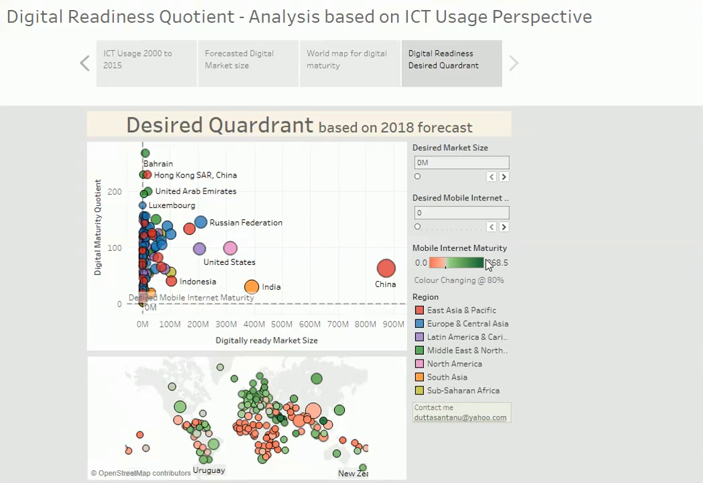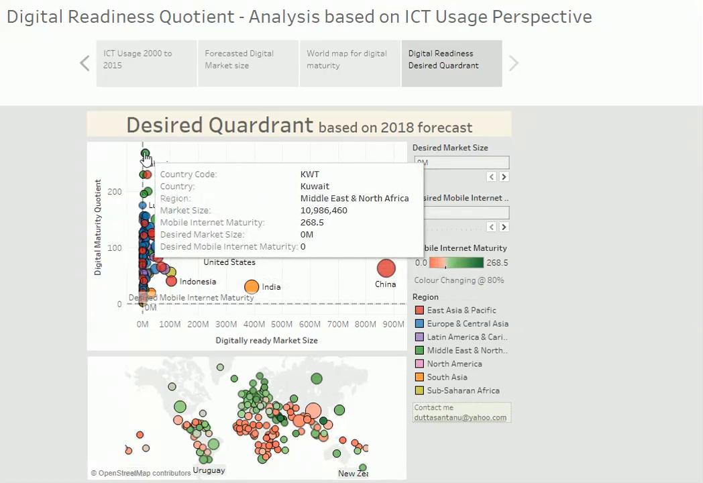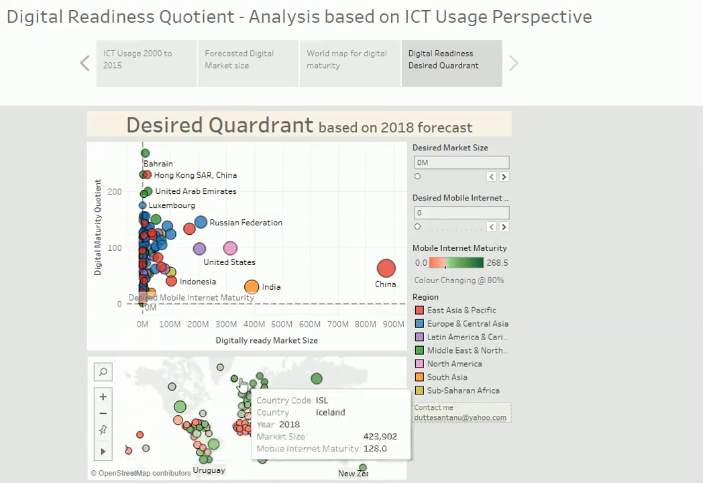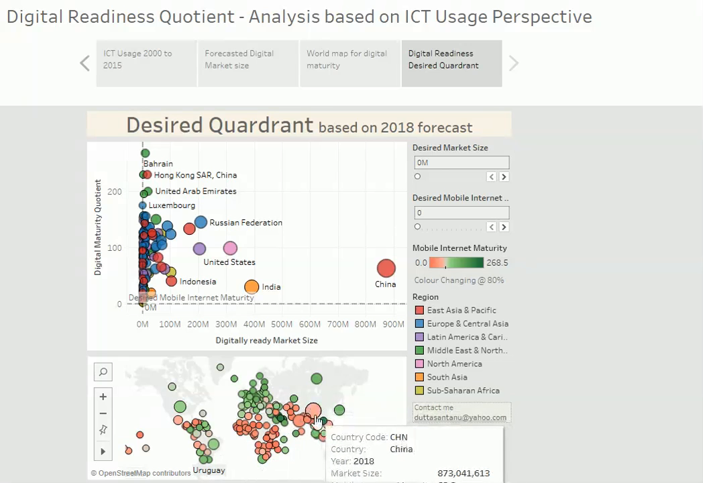That means anything less than 80% is red, and anything more than 80% is green. And you can see that the scale is skewed towards the greener side. The highest digital maturity is possibly around 268.5, with Bahrain there. The bubble size is the 2018 market size you can expect. On the top, on the y-axis you have the digital maturity quotient, and on the x-axis the digitally ready market size.